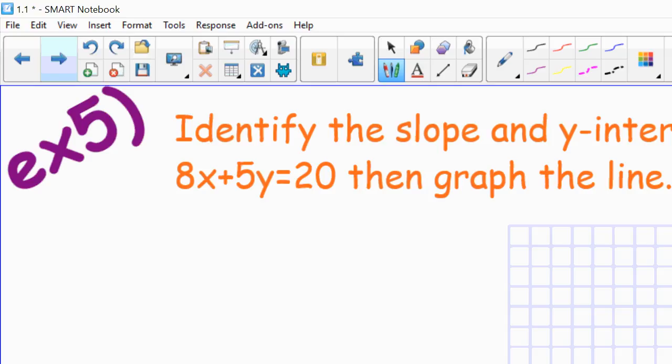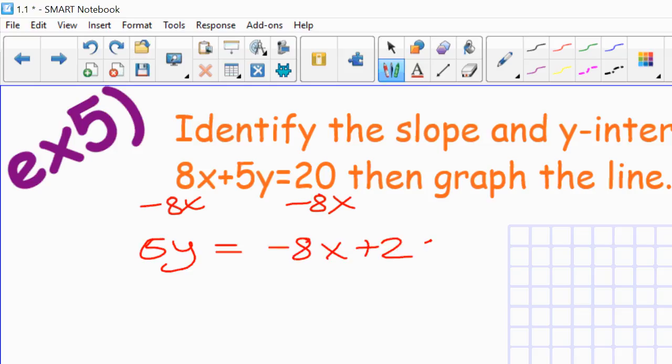So you guys are telling me how to get the slope-intercept form, but you're missing the point that we want slope-intercept form to find the slope and y-intercept. Okay? So I'm going to subtract 8x from both sides. So I get 5y, that's a 5, believe it or not. I tend to put my variable in front.